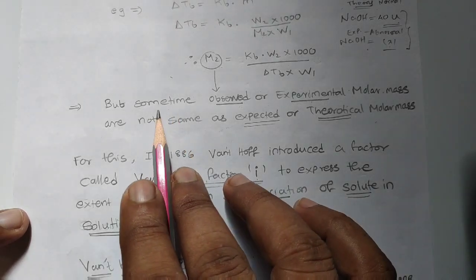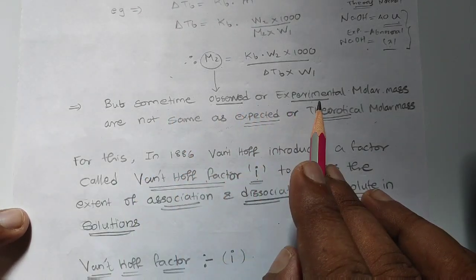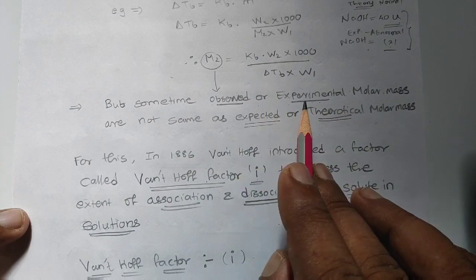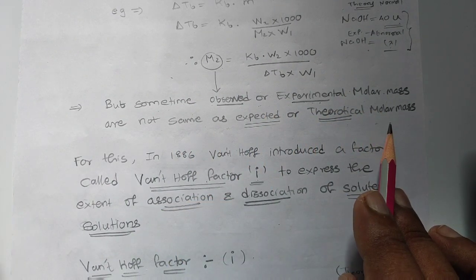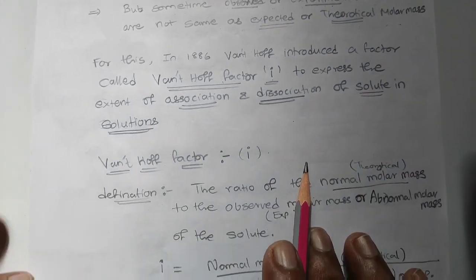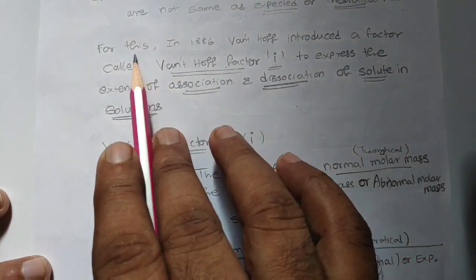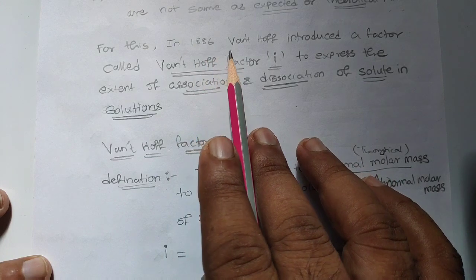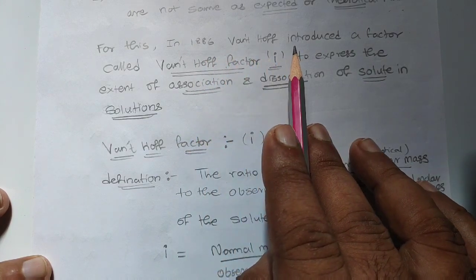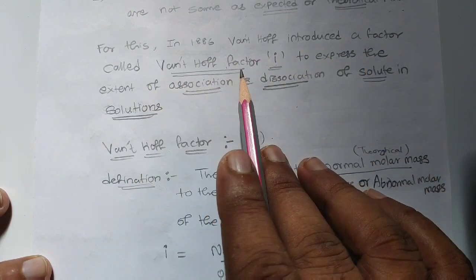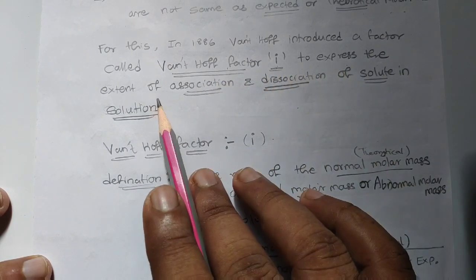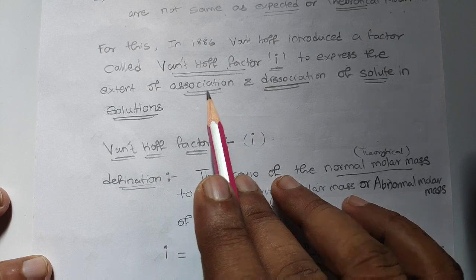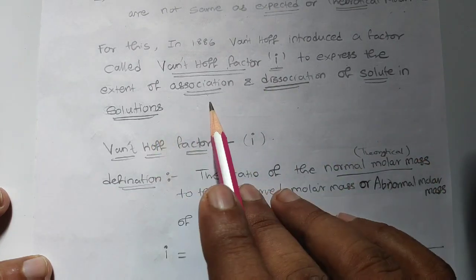I'll repeat again: sometimes the observed or experimental molar mass is not the same as the expected or theoretical molar mass. So who gave this factor? Van't Hoff. In 1886, van't Hoff introduced a factor called the van't Hoff factor, denoted by small i, to express the extent of association or dissociation of a solute in a solution.